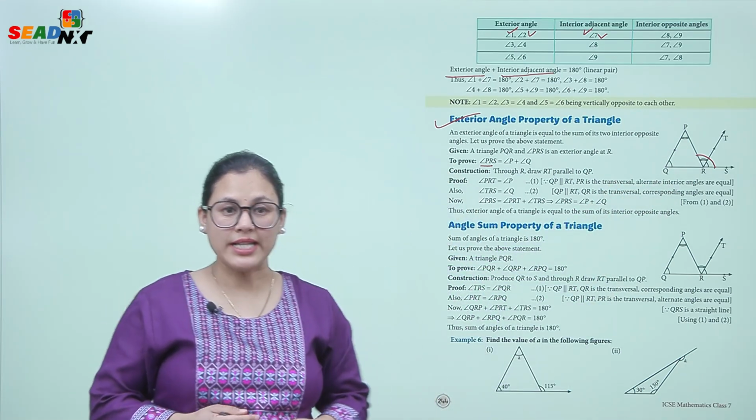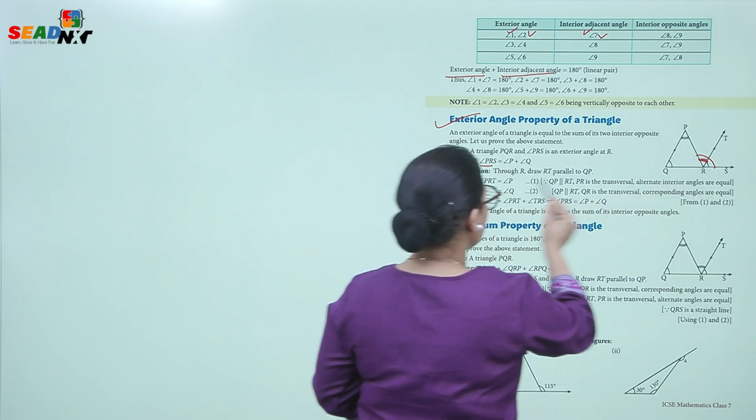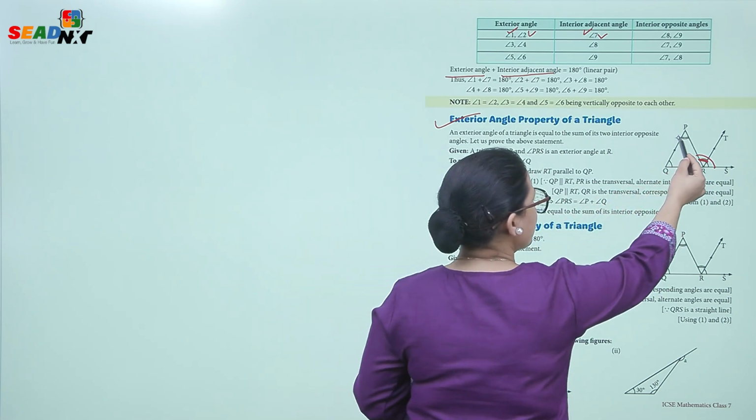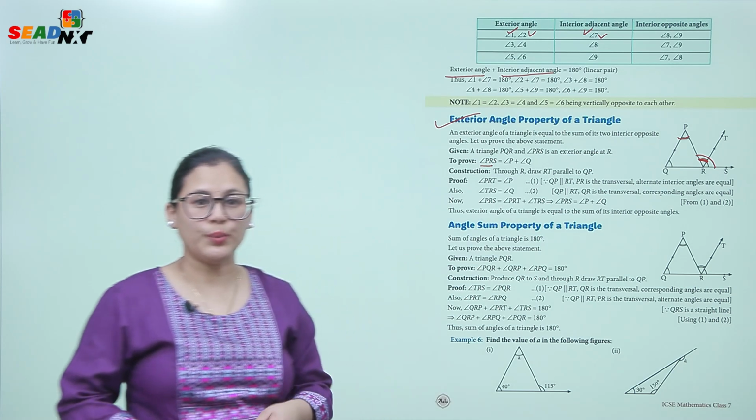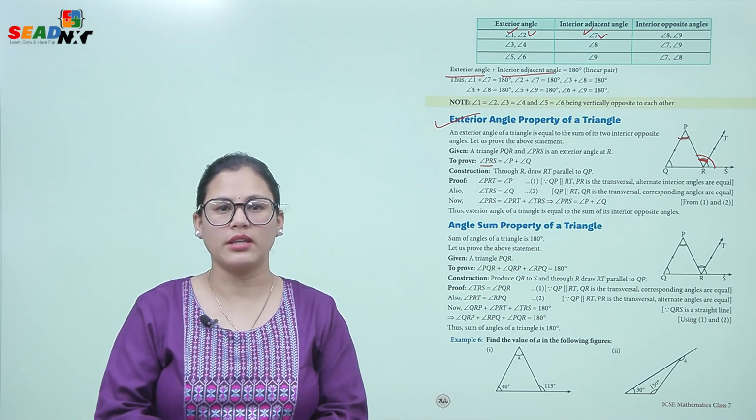Now proof. Angle PRT, this angle, is equal to angle P. This angle is equal to this angle. Why? Since QP is parallel to RT and PR is a transversal, alternate interior angles are equal.